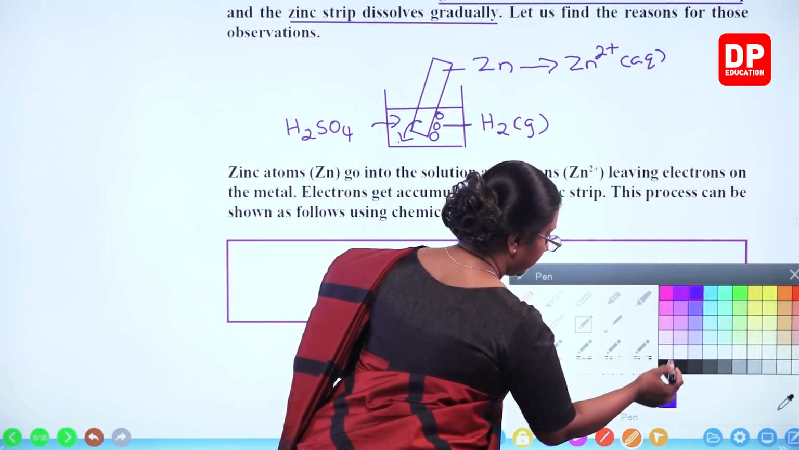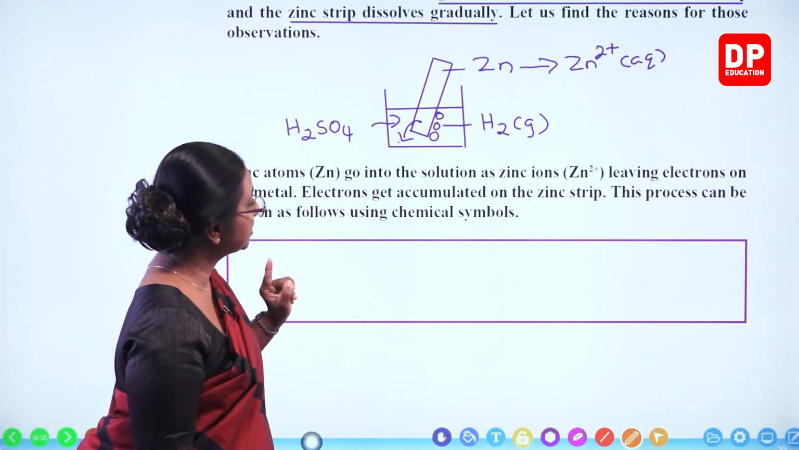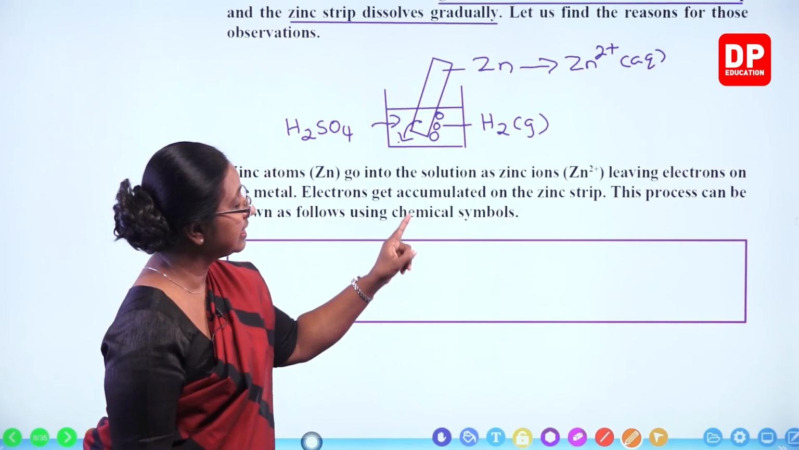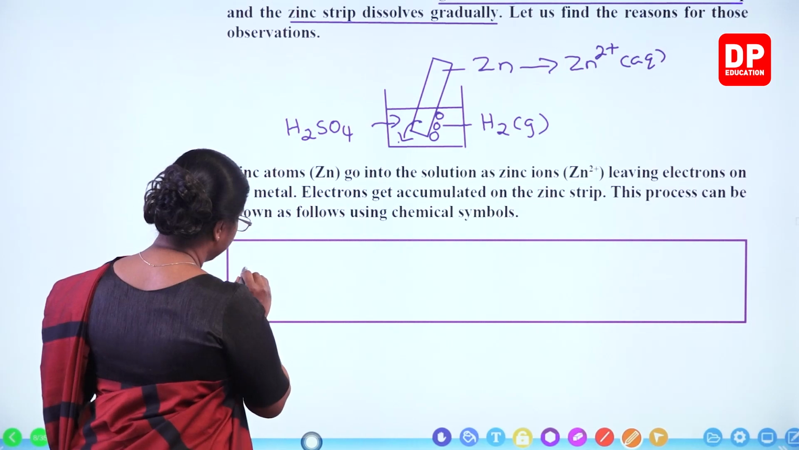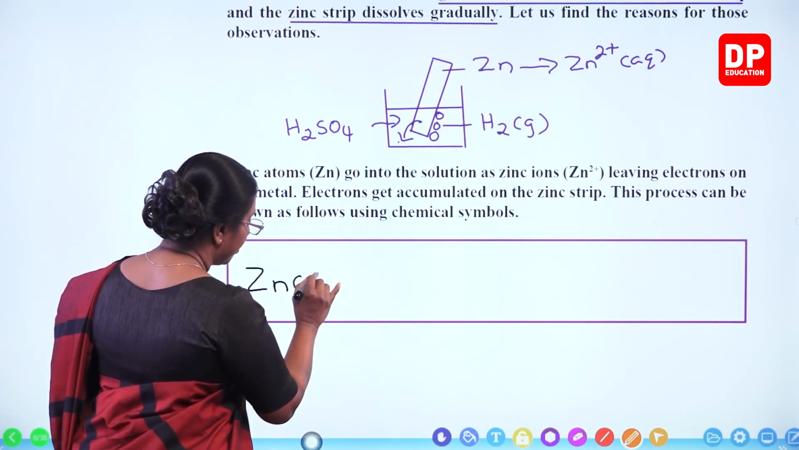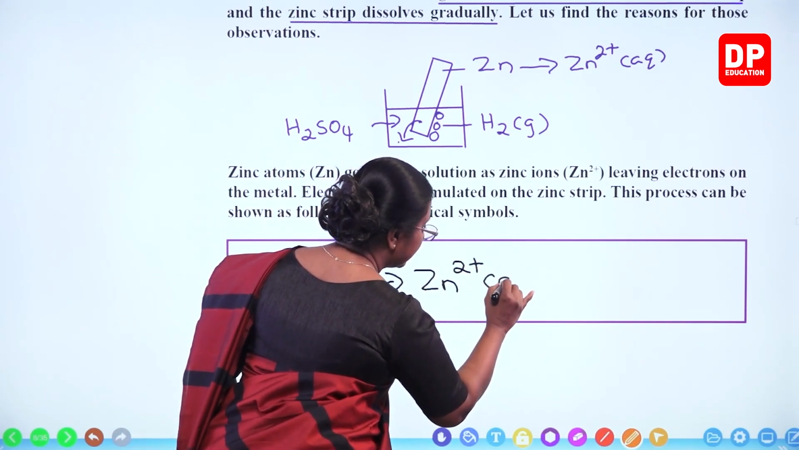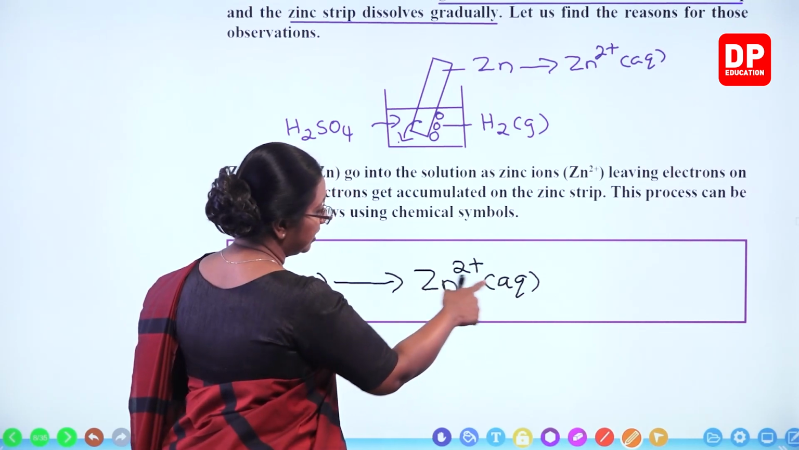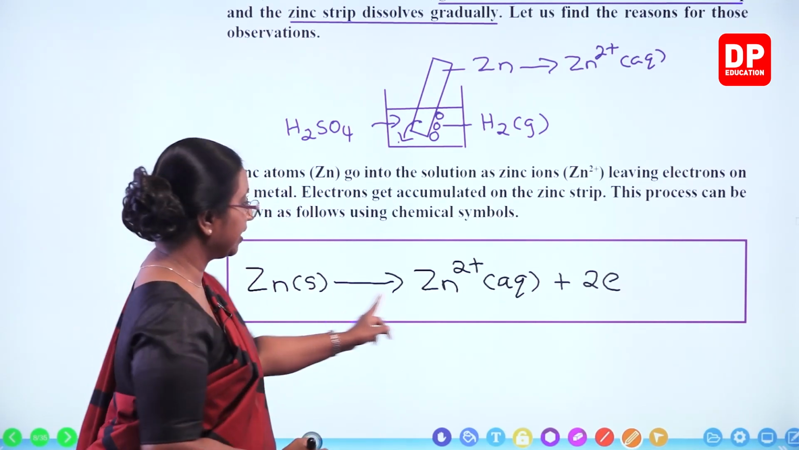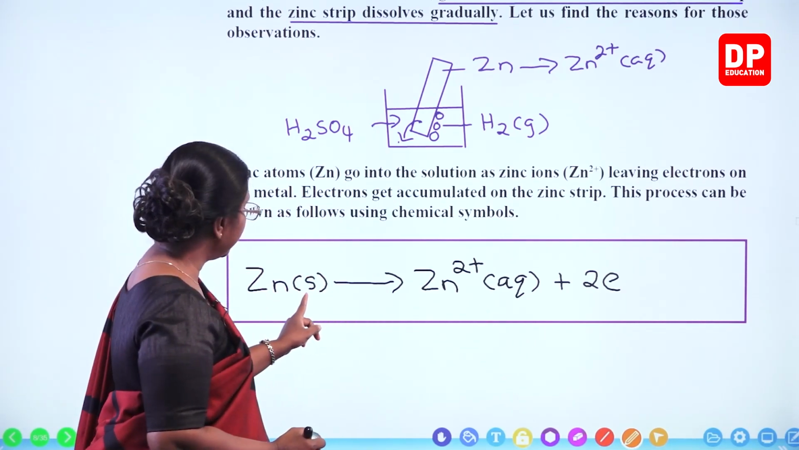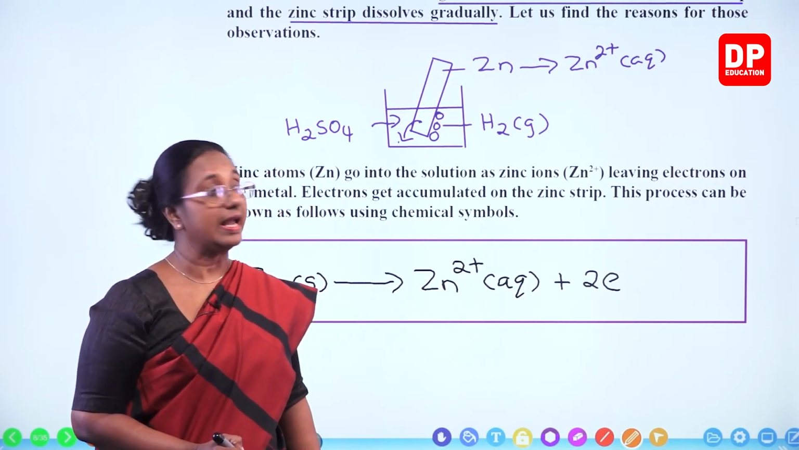The first reaction: zinc atoms, that is Zn, go into the solution as zinc 2 plus ions, leaving electrons on the metal. So that is what we saw here, the first reaction. Zn solid, losing electrons, forms zinc 2 plus and goes into the solution as zinc 2 plus aqueous after losing the electrons. So this is how we write the equation: Zn solid giving rise to Zn2 plus aqueous, losing 2 electrons.